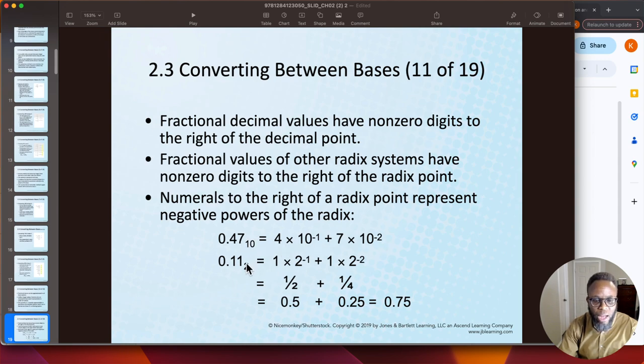Now let's do, how do you represent 0.11 base 2 in base 10? How would you convert this to base 10? This would be 1, this one, times the base 2 to the power minus 1, plus 1, this other 1, times the base 2 to the minus 2 again. The exponent, the power, is the number of places to the right of the decimal, but with a negative sign. Okay, this is half plus 1/4, which is 0.75. So this in base 2 is 0.75 in base 10.